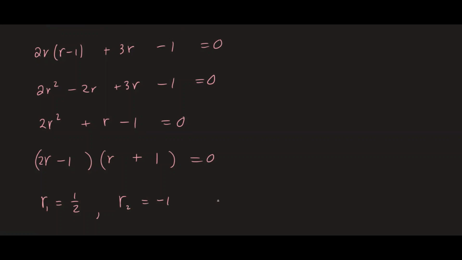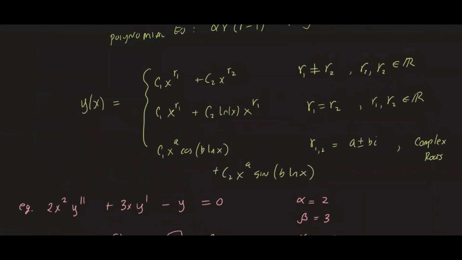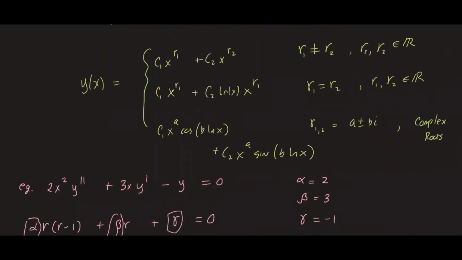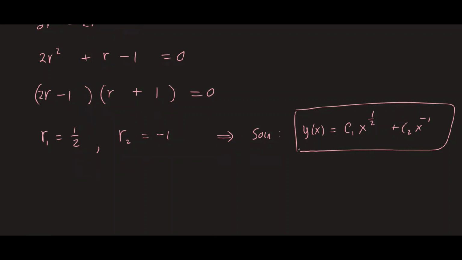So if these are the roots, then our solution to this Euler equation will be in this form we have right here, c1 x to the r1 plus c2 x to the r2, because our roots are real and distinct. So we have y of x is equal to c1 x to the 1/2 plus c2 x to the -1. So that would be the solution to this equation.